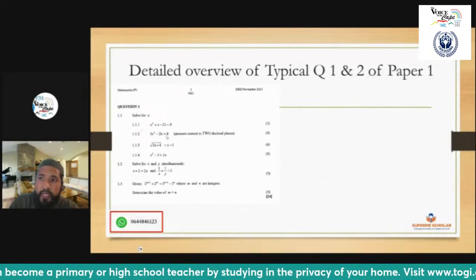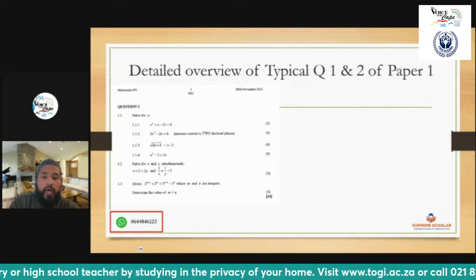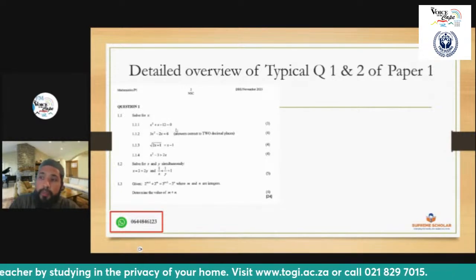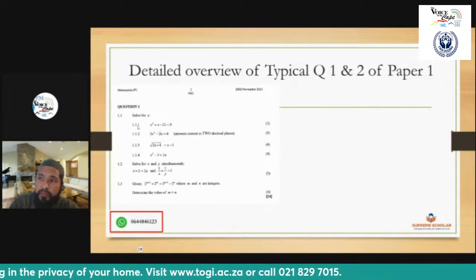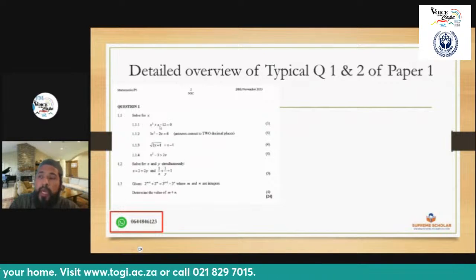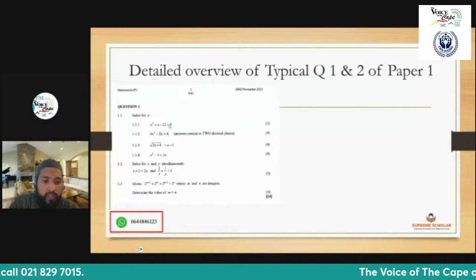What I wanted to point out is the following. This is typically what the question looks like. Obviously, it's not the same, the numbers will change and stuff, but typically you can expect that the first question is going to be a simple quadratic equation that usually you will solve using factorization. And there's the mark allocation.